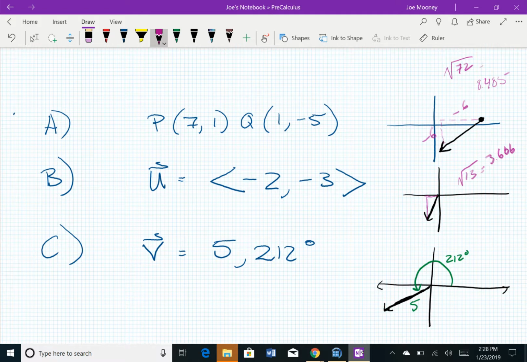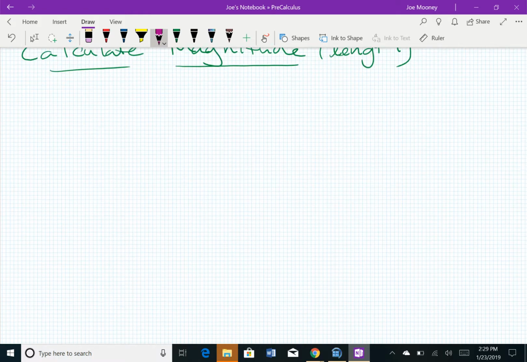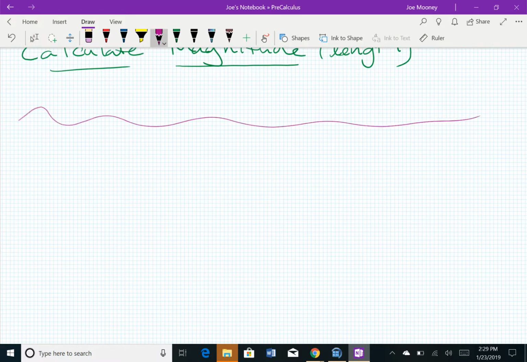And then this one, kind of a trick question. It's just 5. The length is already given within the problem. Okay, so now last but not least, the last bit of the objective is we are going to calculate the angle.